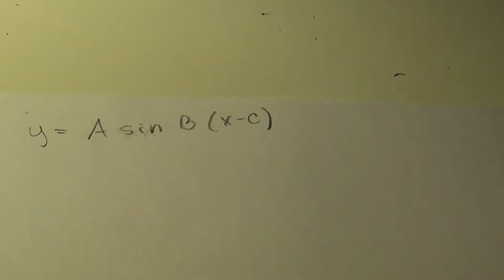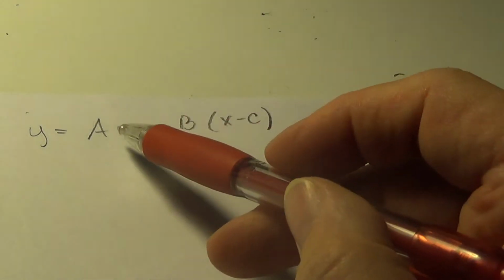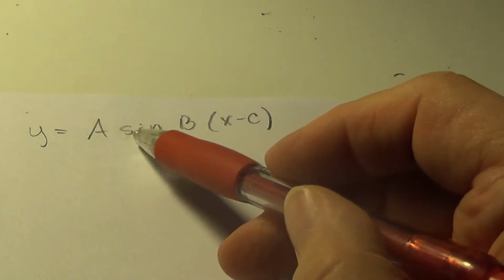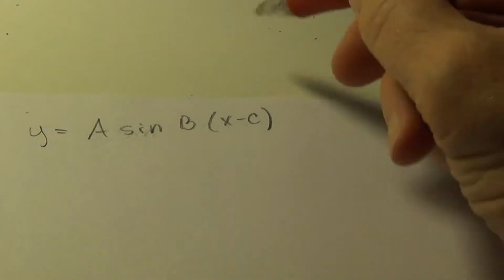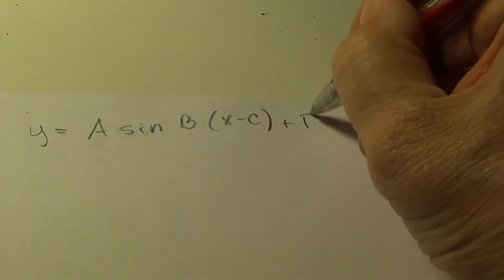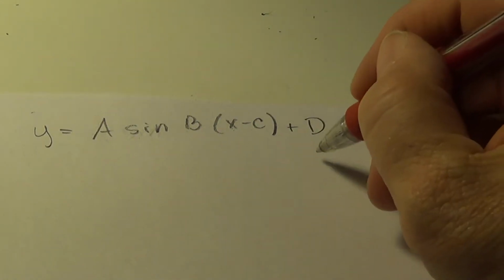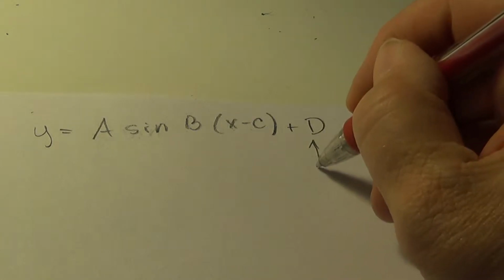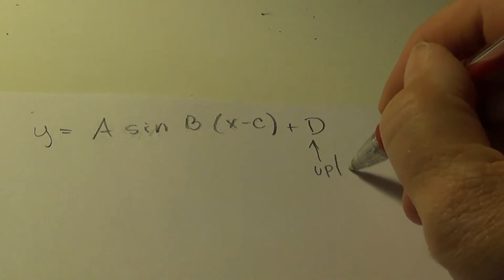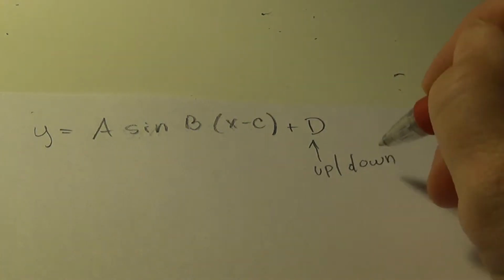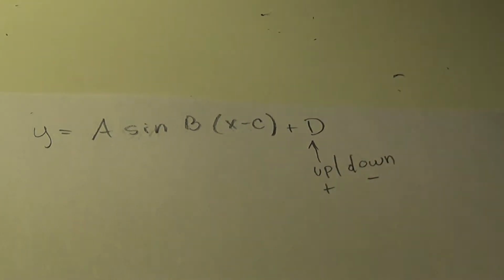All right, for our last change that we're going to do to the sine curve and cosine curve, we had a sine b, x minus c, and the last change possible is going to be a plus d, and that will move it up or down. And it's like you think it should be. Positive is up and negative is down.